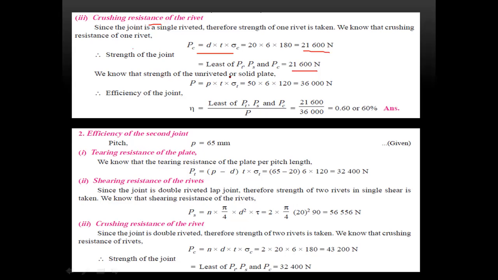The strength of the unriveted solid joint P is equal to p into t into sigma t. That's equal to 36,000 Newton. And what is the efficiency? Least of PT, PS, PC by P. Among these three, the least is 21,600. So 21,600 by the capital P 36,000. That is 60% efficiency we are having.